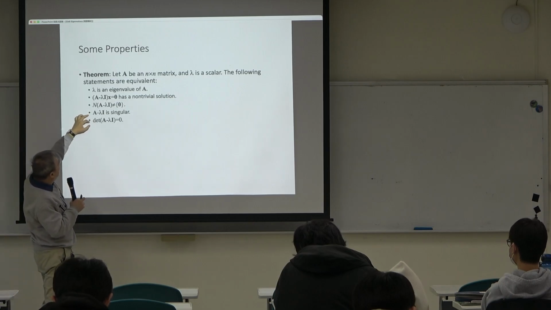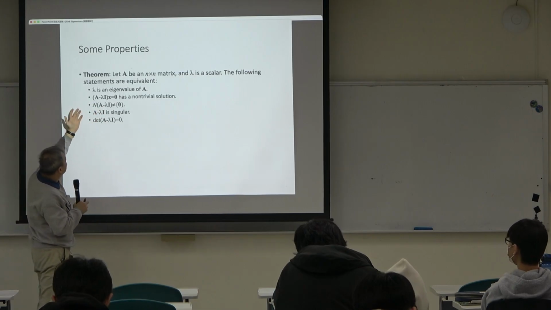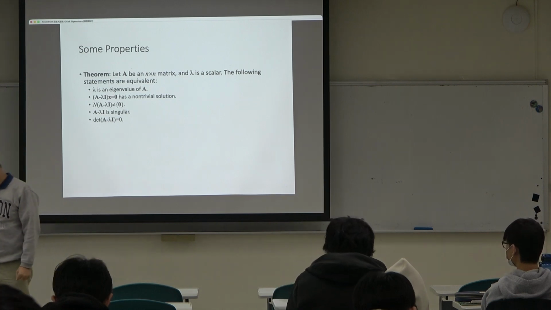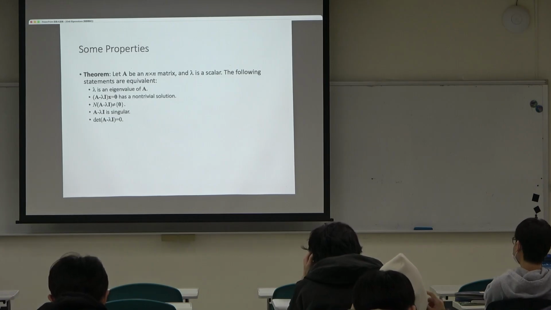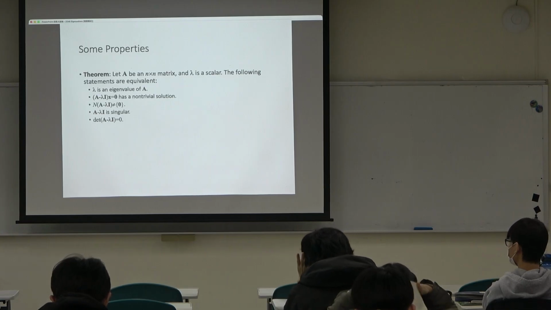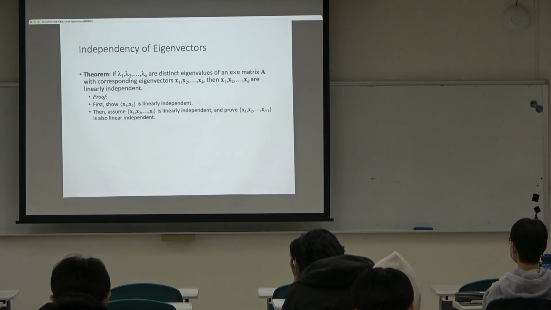And that also means (A minus lambda I) x has a non-trivial solution. So that's why all these statements are equivalent. Even though we say these are properties, they are very straightforward, very easy to see. Not much to really talk about. But the following properties are interesting and also require proof.